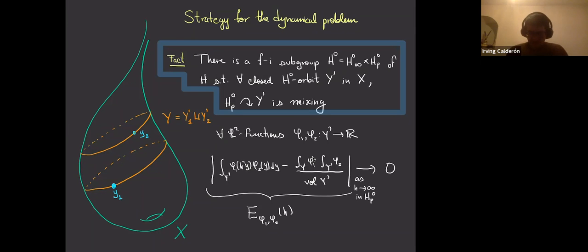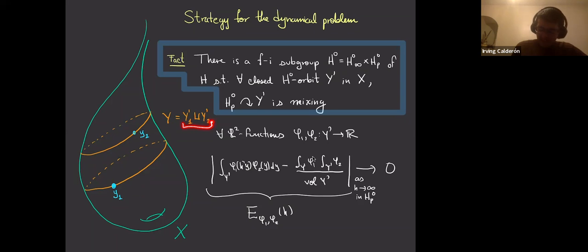But even better than that, we can give a precise estimate of this error term. So for now, let's forget, well, here in the picture, we have the H orbit. It can break into a finite number of H naught orbits.